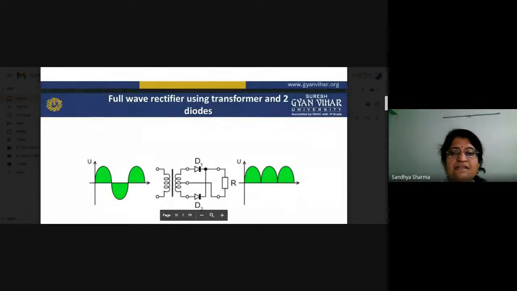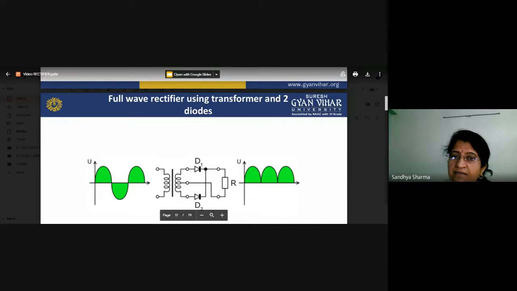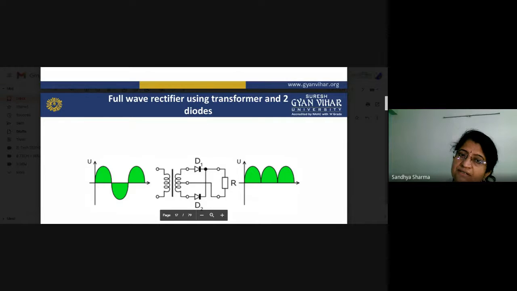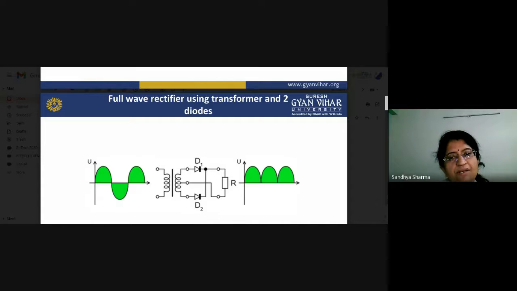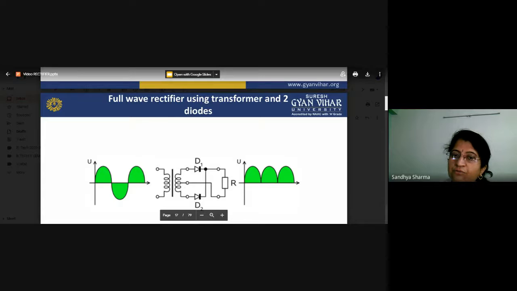Again, in this diagram you can see the diodes D1 and D2, and this is the transformer. Here two diodes are connected, and we are using the center tapped transformer. The center point of the transformer is connected to the load resistance, and D1 and D2 are connected back to back.